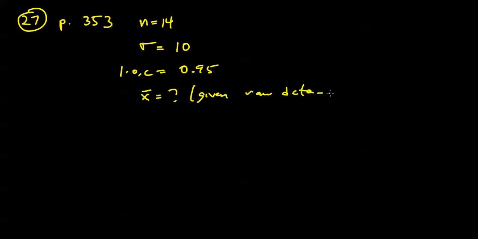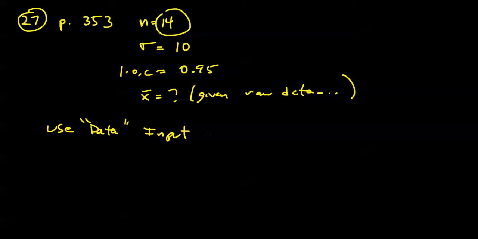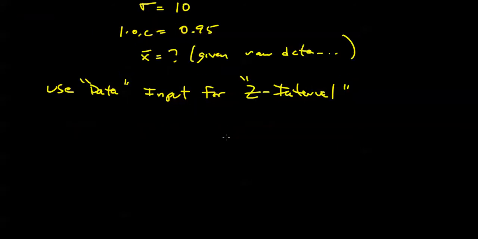Well, what I can do is compute the sample mean from these 14 values by hand, or I can use the data input mode with this z interval command. So that's what I'm going to suggest here. Use data input for the z interval command. Alright, how do we do that? Well, the first thing you got to do is put your raw data into list L1.